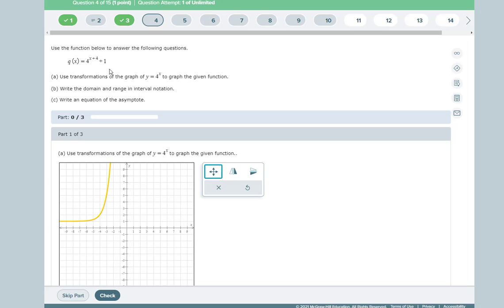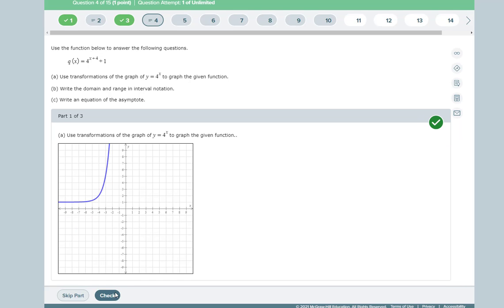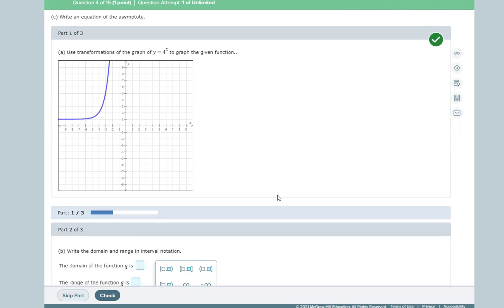And you can also check it into this equation. If I plug in a -4, -4 plus 4 is 0. 4 to the 0 is 1. 1 plus 1 is 2. So -4 should be on there with 2. Let's check that. And we got it.